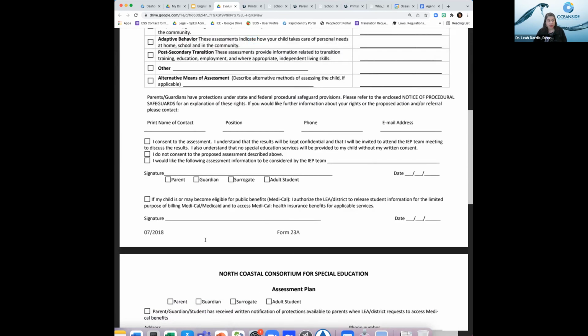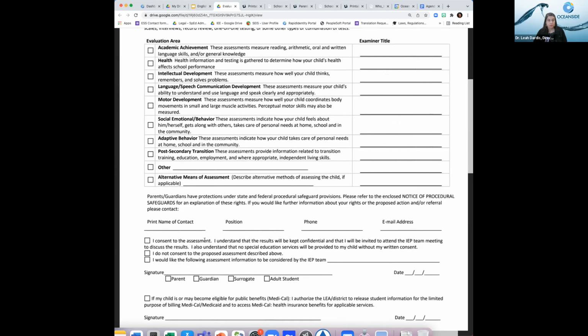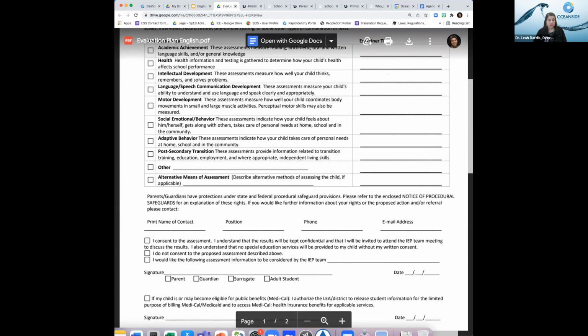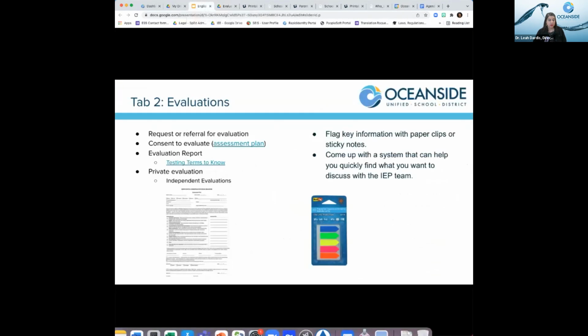It does not take away from any services from our kiddos. In fact, it enhances their services through the insurance, because we're able to provide additional and extra things because of that. So that is our evaluation assessment plan. That's part of the consent to evaluate in the assessment plan.